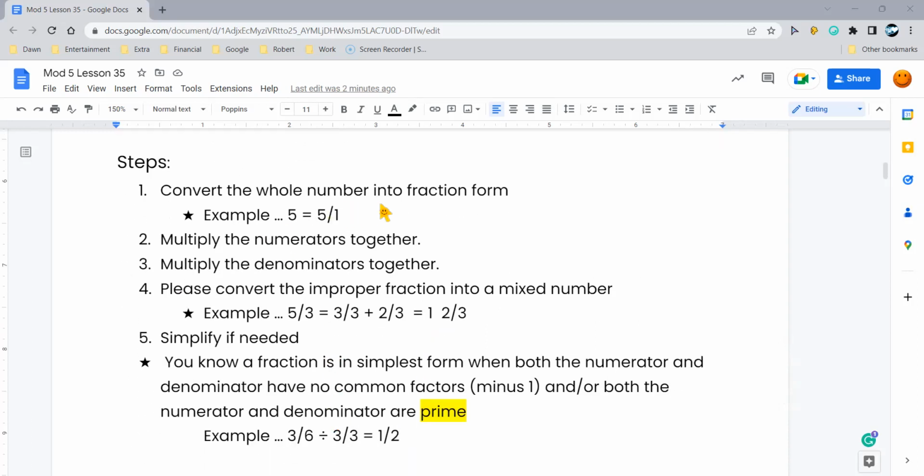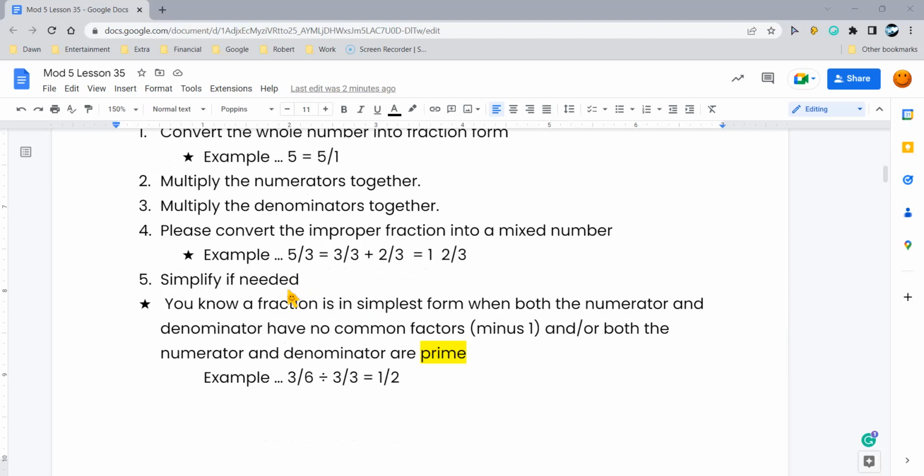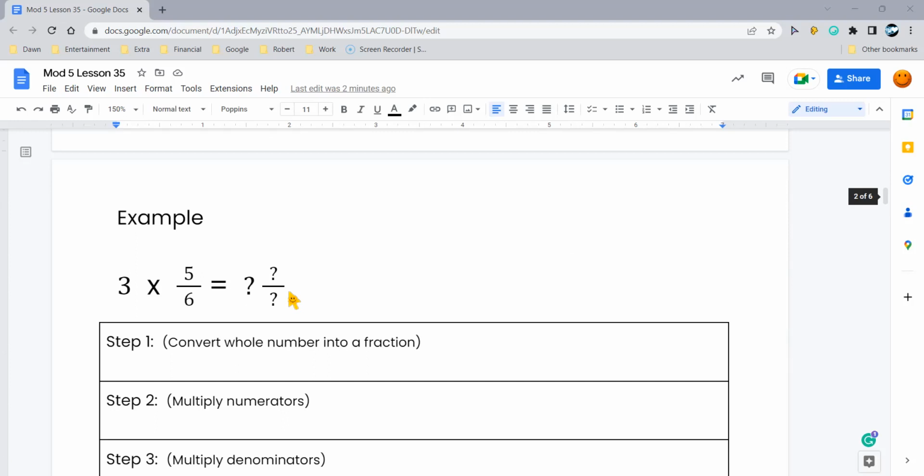Let's go look at our steps. Today we're going to convert a whole number into a fraction form. Remember, you do that by taking the whole number and putting it over 1. We multiply the numerators, then we multiply the denominators, then we put the two numbers together, and we're going to convert the improper fraction to a mixed number, and then we will simplify. These are common steps for you guys, so I'm going to keep moving on. Let's go look at our example.